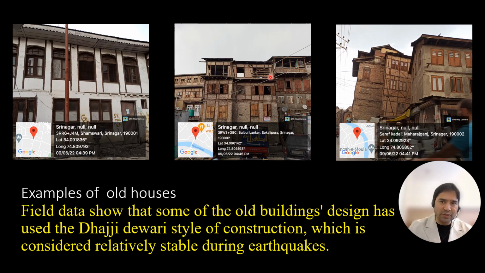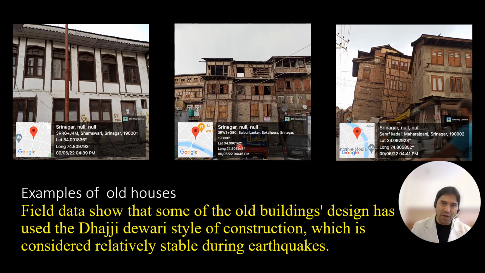And these were old. If you look at the difference between the new and old, here we had the Dhajji Dewari style of construction. There was structural integrity in these buildings. You can see that the buildings are built in such a way that they can withstand shaking and behave like a coherent block, in comparison to this. This one is the new one, and this is the old one. So you can see the difference. Here you have the Dhajji Dewari style of construction, but here we don't have it. These buildings are now rare in Kashmir.